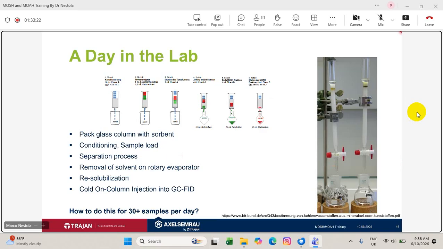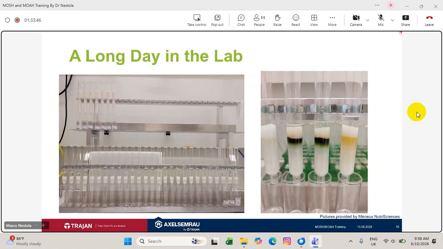So in fact, this is the way people started to work on MOAH in 2007, 2008. You can still download the method from the German BfR, the German Risk Assessment Center. And honestly, if you only have 1 or 2 samples a day, it's perfectly fine. You can work this way. Of course, it gets a little bit troublesome when you are doing a lot of samples at the same time. When you're doing more than 30 samples a day, it can be a little bit challenging in the lab.